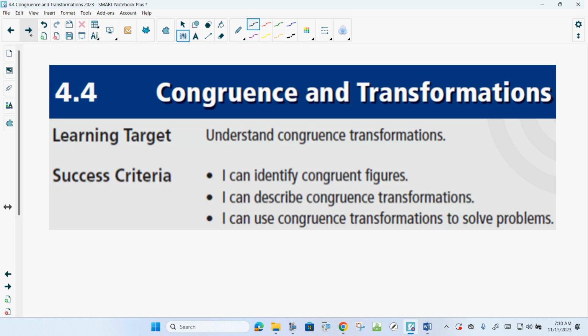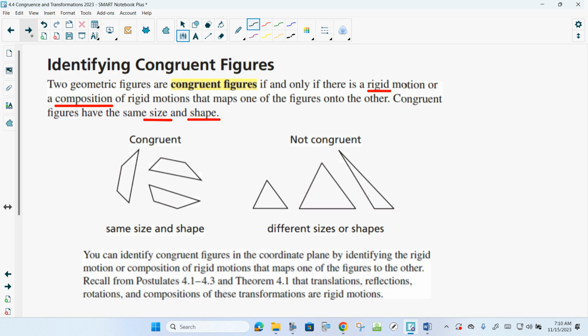Congruence and transformations. Understanding and identifying congruent figures, describing congruent transformations, and then using transformations to solve different problems. Here we go. Two geometric figures are congruent figures if and only if there's a rigid motion or a composition of rigid motions that maps one of the figures onto the other. The figures have to have the same size and shape. To me, that's the biggest thing that we have to worry about. If I move something around, whether I do a reflection, a translation, or a rotation, it's still keeping the same size and shape.